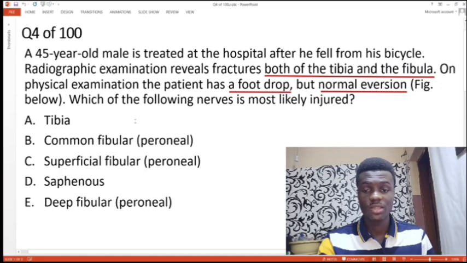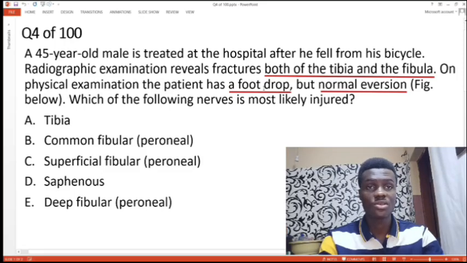So let's discuss them one after the other. The first one is the tibial nerve. Before we discuss the options, let's check the information the question gave us. It says fracture of both tibia and fibula. Now, it said he has a foot drop but his eversion is normal. So what is foot drop? Foot drop is basically the loss of dorsiflexion, when the patient cannot dorsiflex the foot.